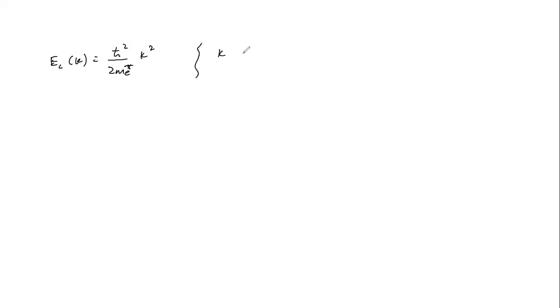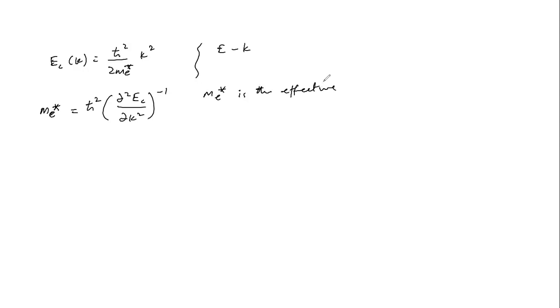Should we plot E versus k? Okay. Such that the effective mass is the same as h cross squared over the second derivative of E_C with respect to k squared. Here, we already know that m star is the effective mass of the electron.